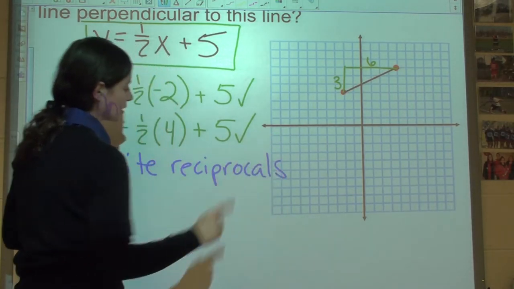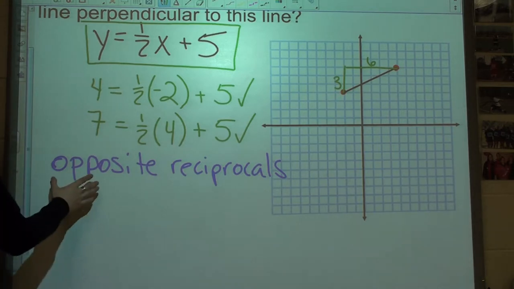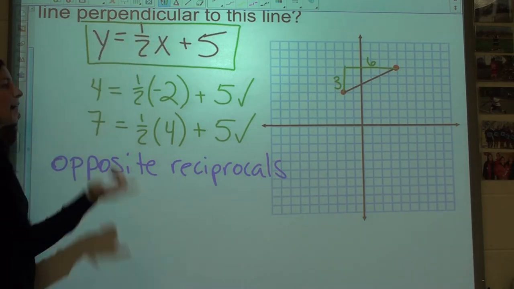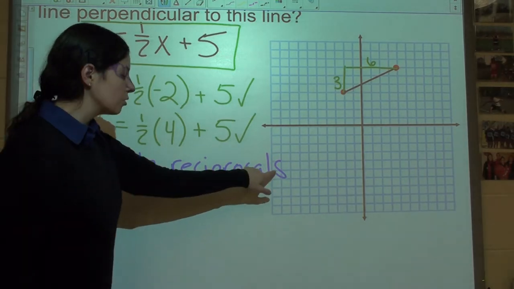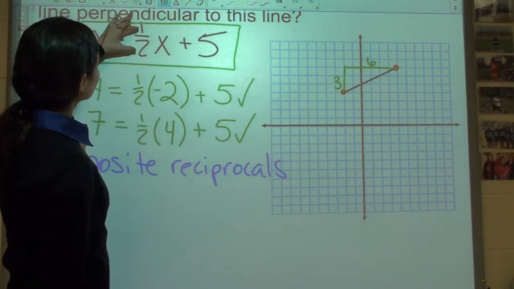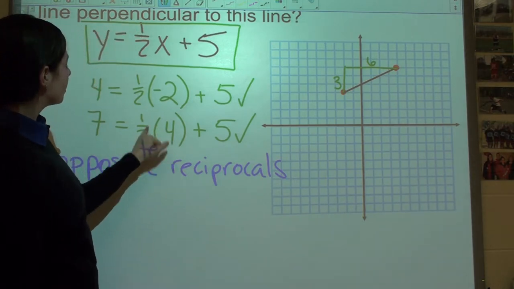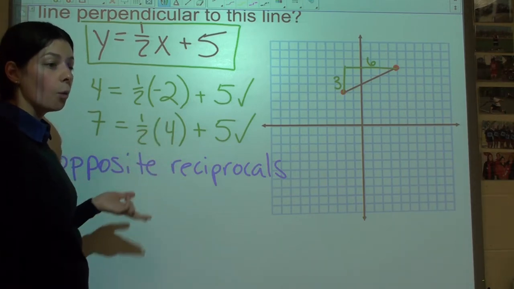Now I get a lot of questions in class from students saying, well, what's an opposite, what's a reciprocal? And the opposite part is a lot easier than the reciprocal part. Opposite just means opposite. So for this one, I've got a positive 1/2, and the opposite of a positive is a negative. If my slope had been negative 2, for example, then my opposite would be a positive. Reciprocal just means flip. So here I've got 1/2, so I'm going to flip it so it becomes 2 over 1. When you have a number like 4, it's the same as 4 over 1. So when I flip it, it will become 1/4.